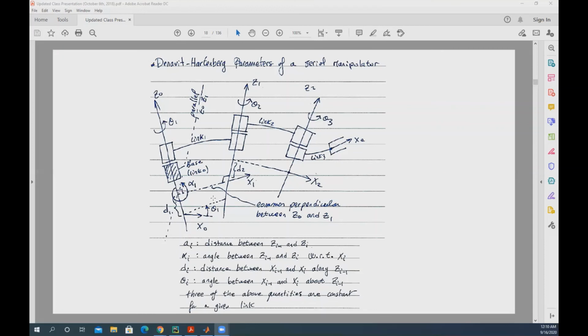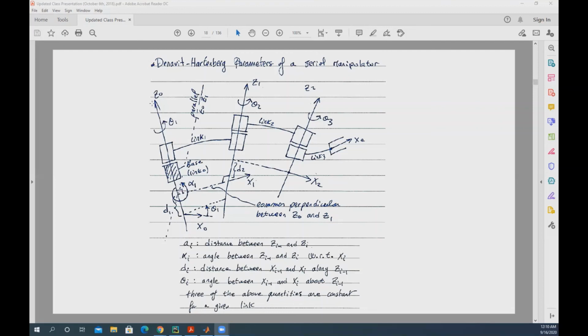Okay? This is the most important thing about the DH parameters: the X1 that you put on link 1, or frame 1, since you've already established your Z0, right? X0 you're free to place, it's your base, right? But X1 basically has to be perpendicular to both Z1 and Z0. X2 has to be perpendicular to both Z2 and Z1.